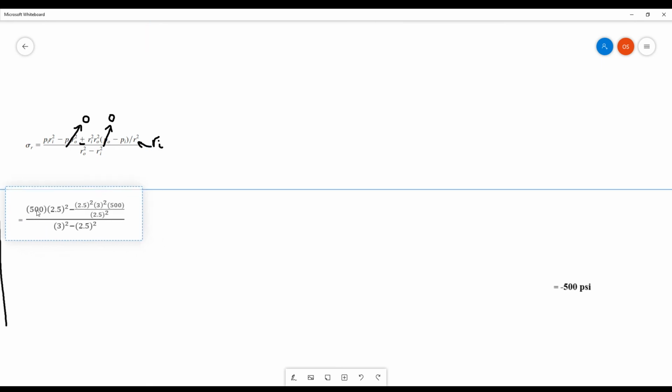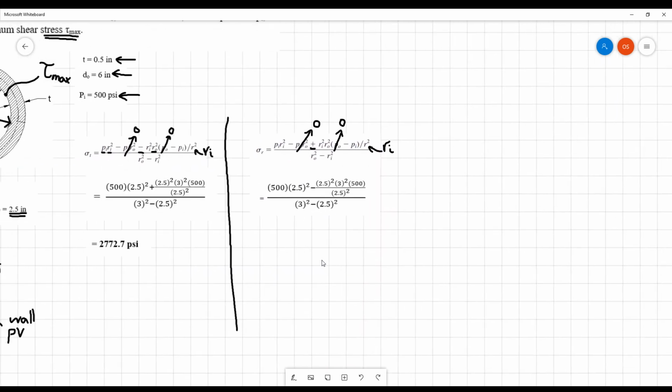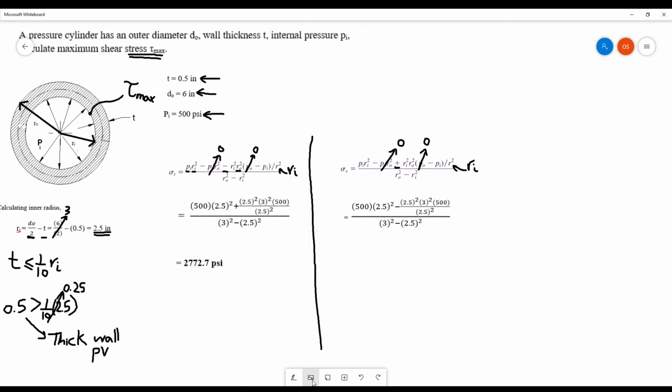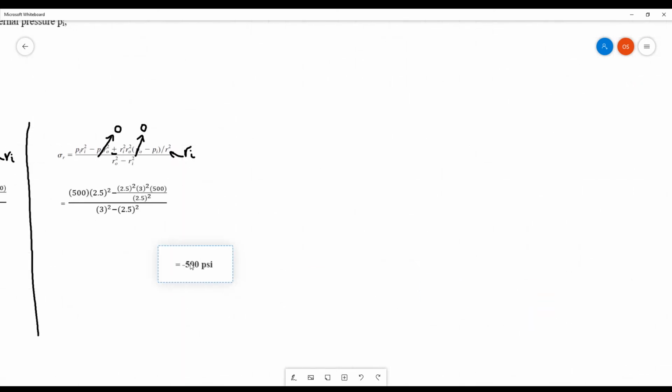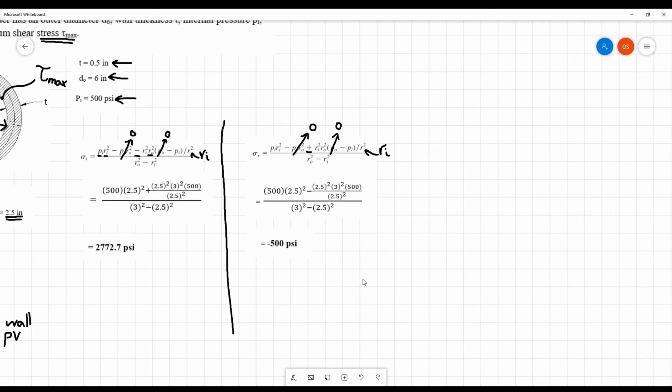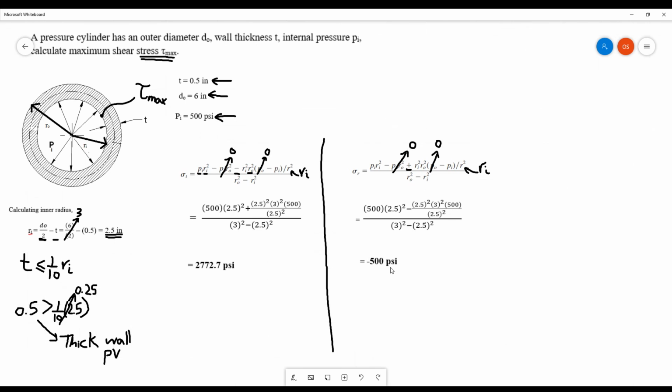If you plug in the numbers, you should end up with something like this. 500 for PI, RI is 2.5, RO is 3, RO minus RI squared. So if you plug in the values on your calculator, you should end up with negative 500 psi for your radial stress.